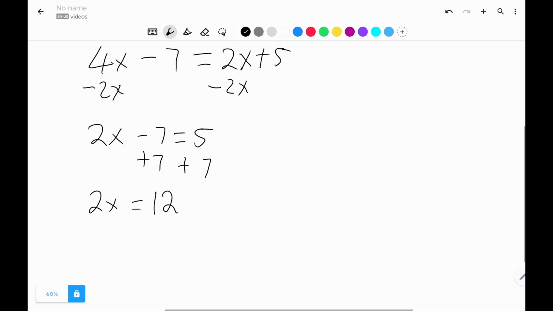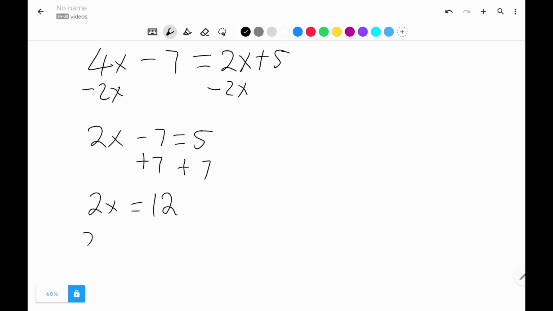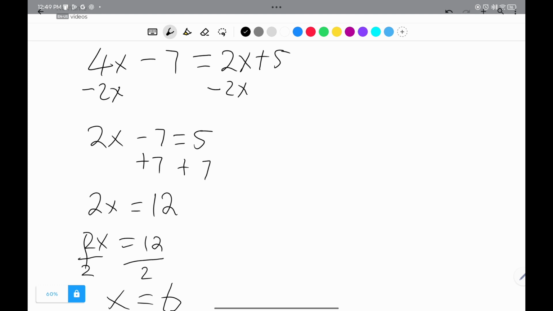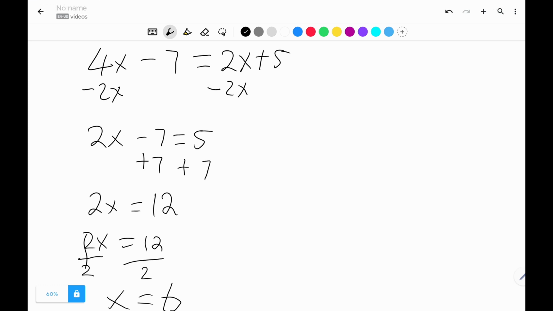So now we are not gonna write it again, like I said in the last video, so the teacher will understand what you're actually doing. So divide both sides by 2. That'll give you x by itself equals 6. So now x is equal to 6.